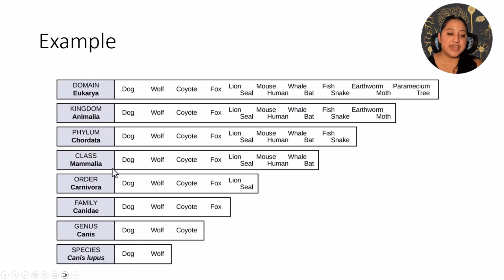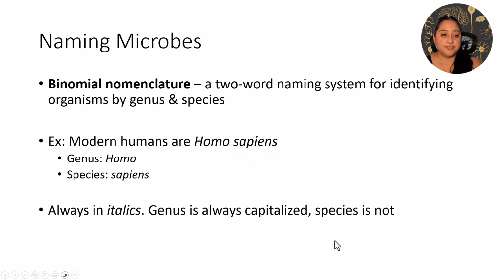Because we've identified it and gotten down to the genus and species, that's what an organism's scientific name is: the genus and the species. So it's always going to be two words for the scientific name, and that's telling you the genus and then the species. So that is binomial nomenclature. Bi as a prefix in words means two. Nomial means names. So the two-names naming system: a two-word naming system for identifying organisms by genus and species.